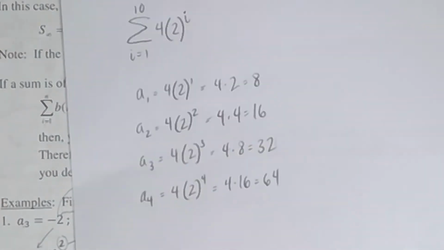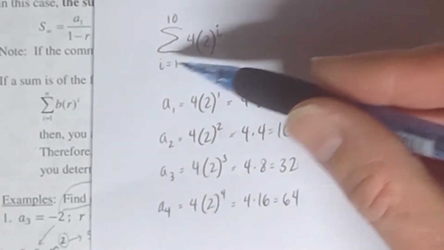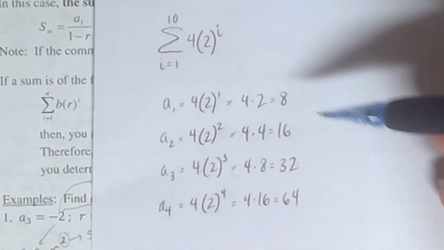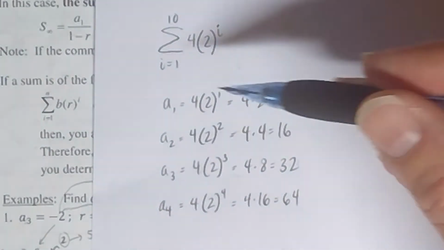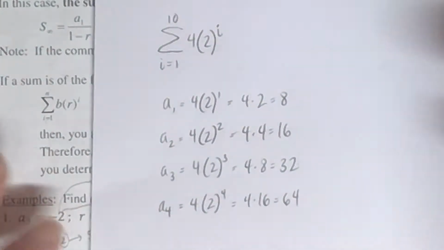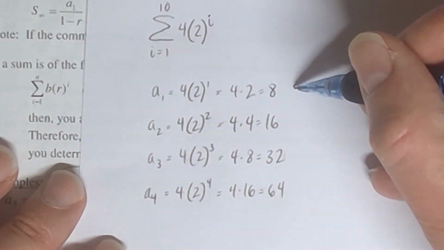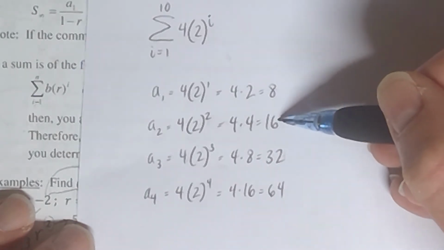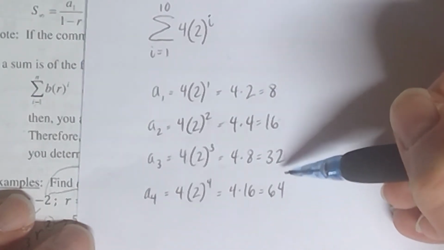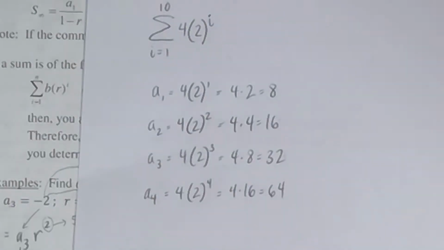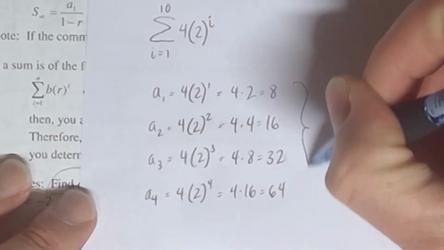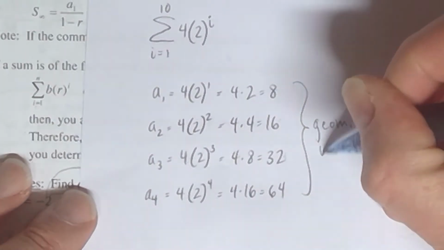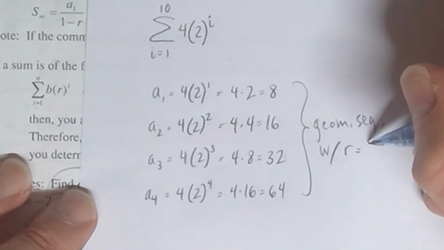Why would that be a geometric sequence automatically? Well, let's take a look at the first 4 terms that you get when you plug in i equal to 1, i equal to 2, 3, and 4 as well. These are the terms that you would get here. I calculated them. Notice that if you look at these first 4 terms, it's definitely geometric. I know that because 8 times 2 is 16, 16 times 2 is 32, 32 times 2 is 64. So clearly it's a geometric sequence with r equal to 2.